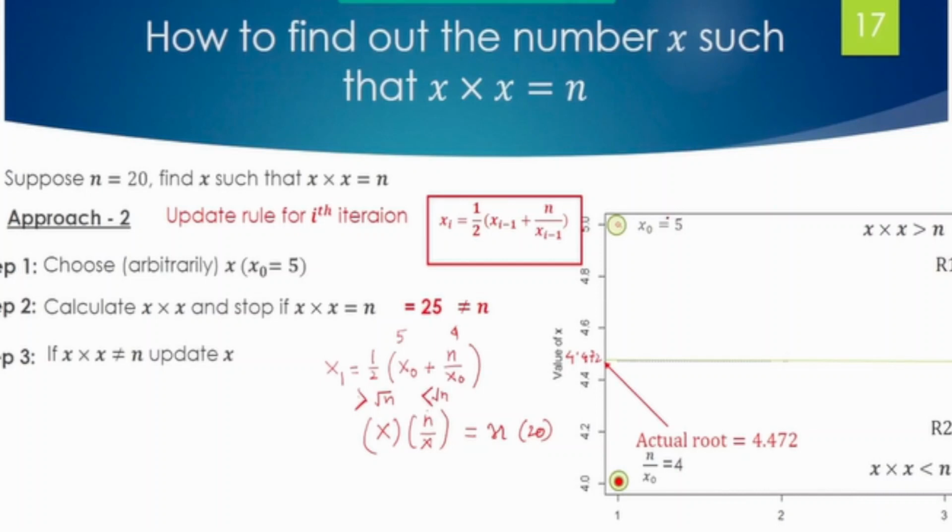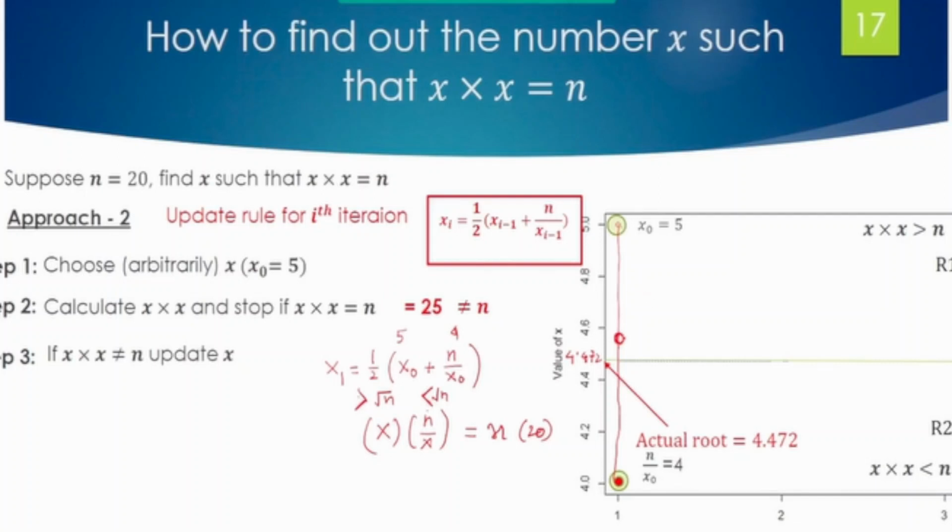Now the next step is, we want to take the average of these two points. If you take the average of these two points, the average number will lie between 5 and 4. Let's just assume that it stays here. Now if you look, this is your x1 value, which is closer to the actual root than x0, and that is our objective. Every time you update your x, it should be closer to the actual value with respect to the previous value, right?